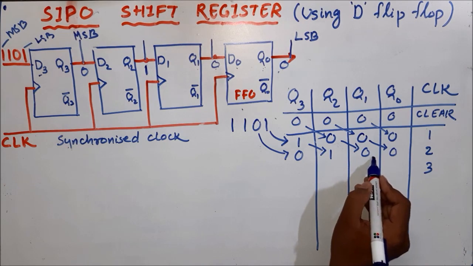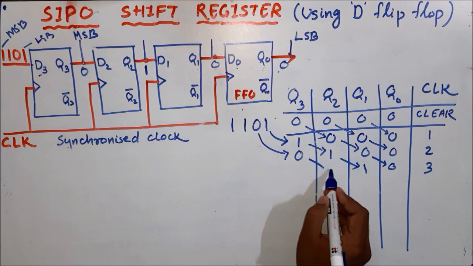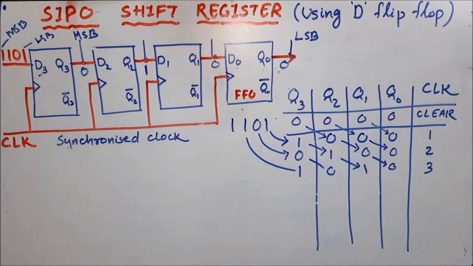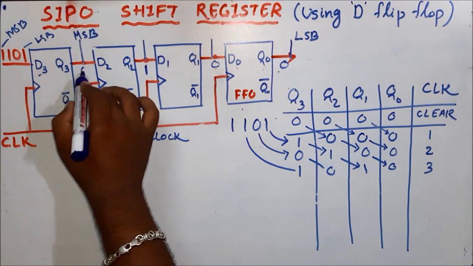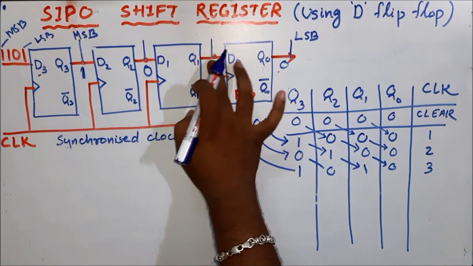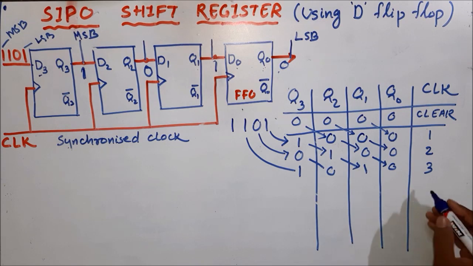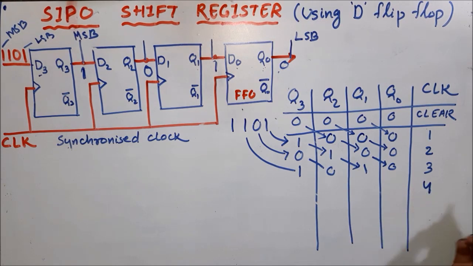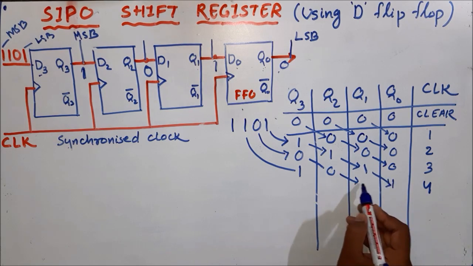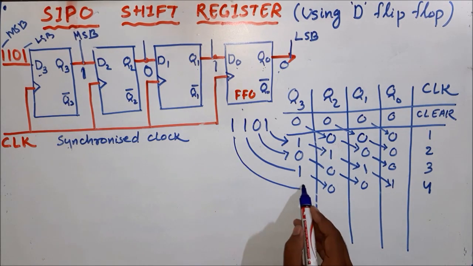For the third clock pulse, the same thing happens. This 0 comes here, this 1 comes here, this 0 comes here, and the third bit, which is 1, comes here. So I can write 1, 0, 1, 0. Again I apply the fourth clock pulse, and similarly this 1 goes here, this 0 comes here, this 1 comes here, and the MSB, which is 1, comes here.